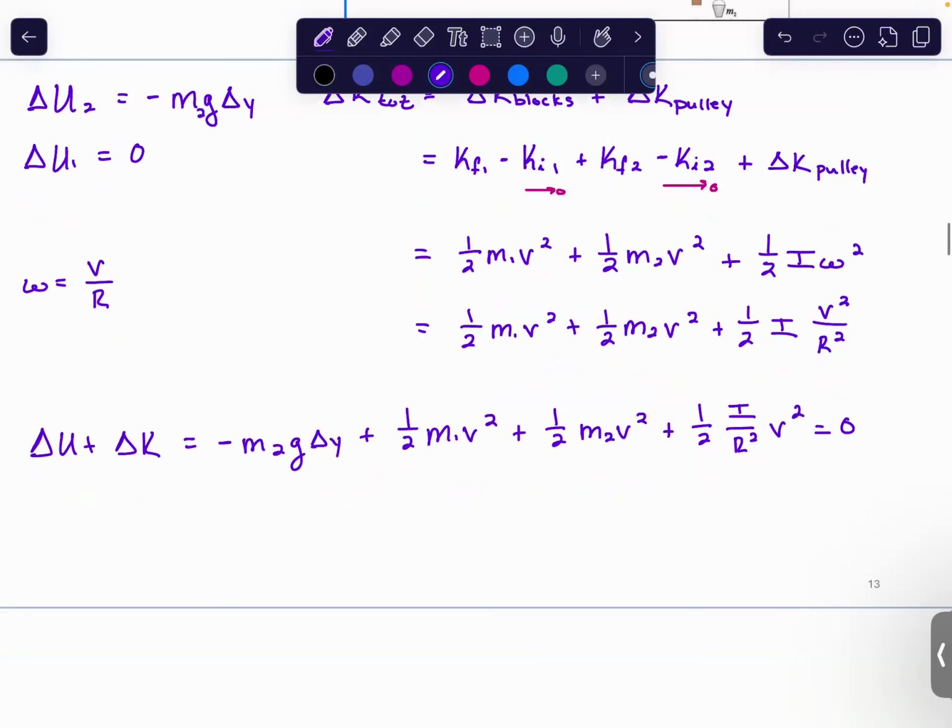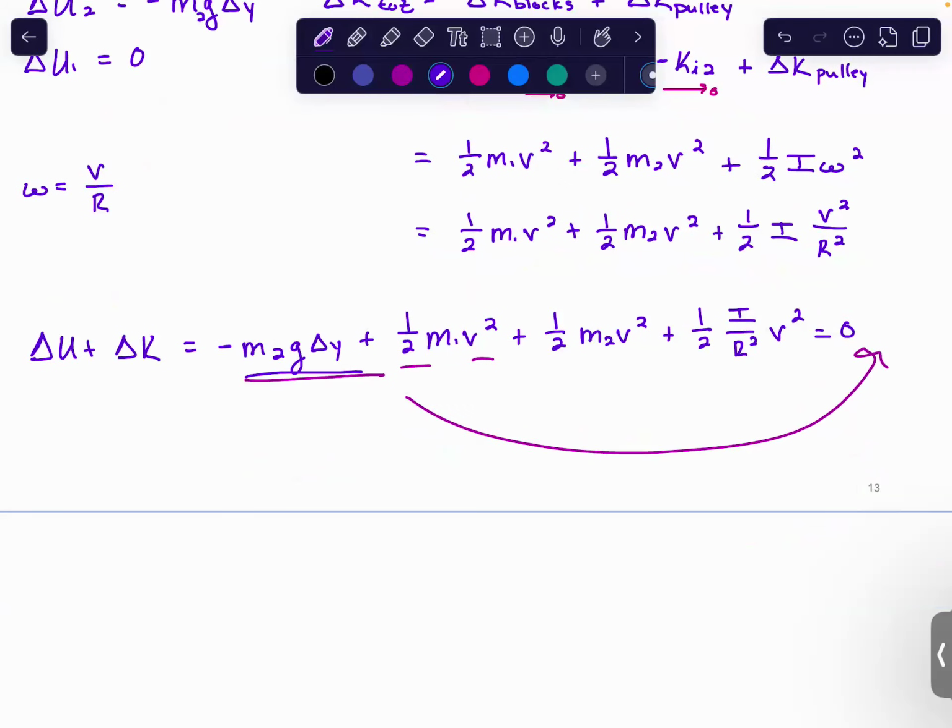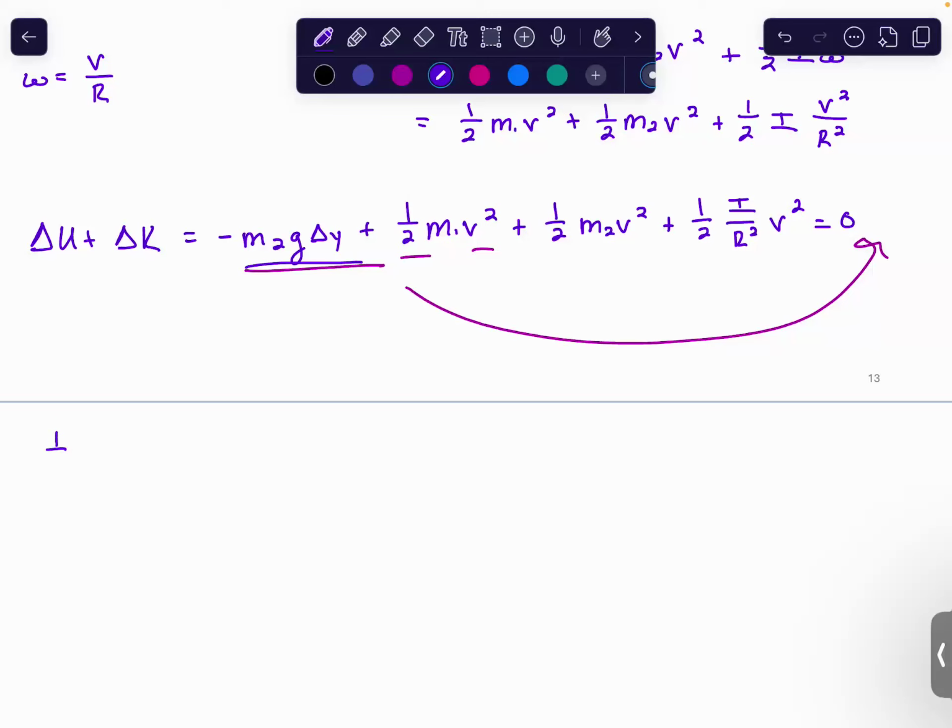Okay, now, so everything equals 0. So what I'm going to do is take the potential energy and move it to the other side of the equation. And then I'm going to factor out a 1/2 and a V squared from everything else. So it's going to give me 1/2, and I'm going to have (m1 plus m2 plus I over R squared) V squared equals m2 g delta y.